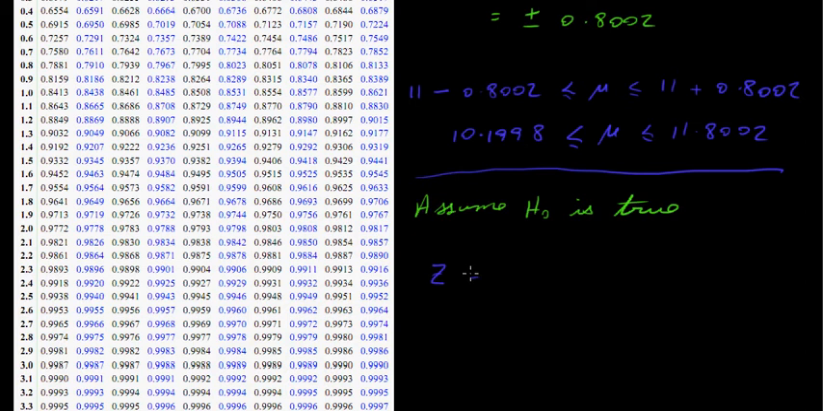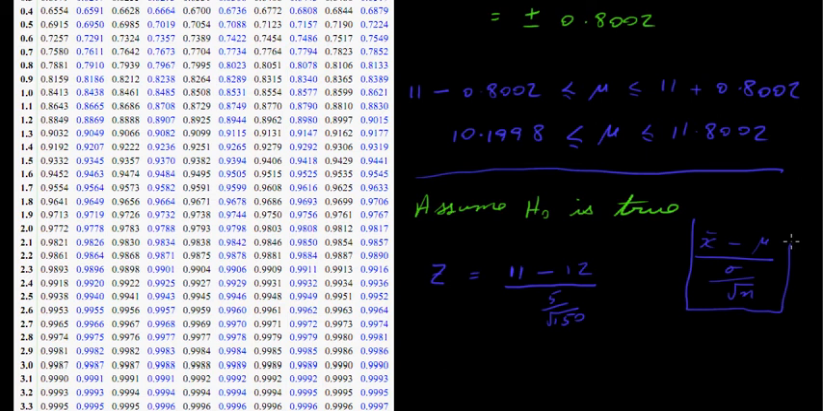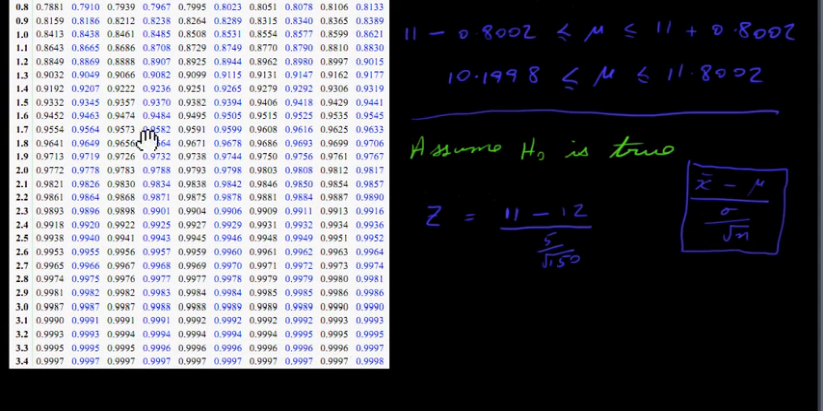So our Z value is going to be our sample mean, which is 11, minus our population mean, which is 12, then divide that by 5 over the square root of 150. This is the formula that we used in the past: x bar minus mu over sigma over root n. This was the formula we used to find our Z value for a sampling distribution of sample means.